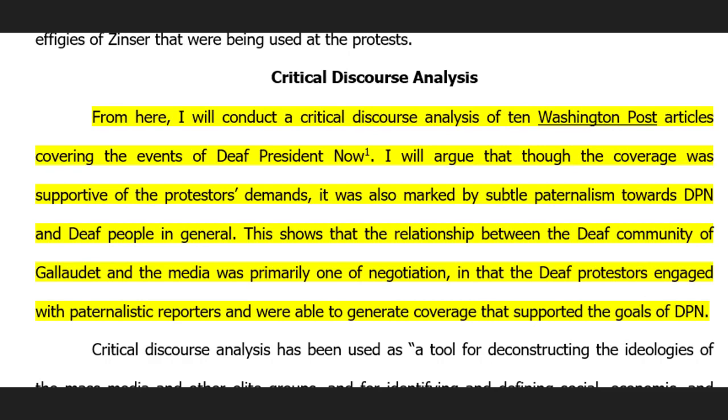This shows that the relationship between the deaf community of Gallaudet and the media was primarily one of negotiation, in that the deaf protesters engaged with paternalistic reporters and were able to generate coverage that supported the goals of Deaf President Now." So obviously there were many more than 10 articles published about that week-long protest, and there were many more media outlets than just the Washington Post that covered the protest. But again, I'm not expected to cover everything in an undergraduate paper.